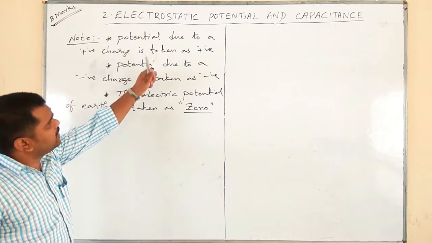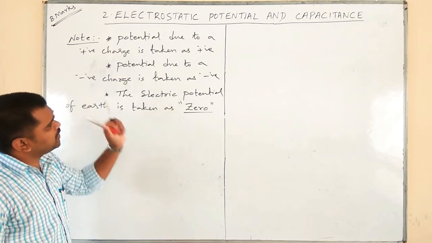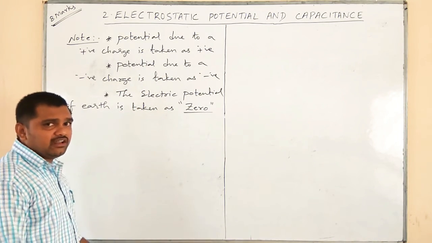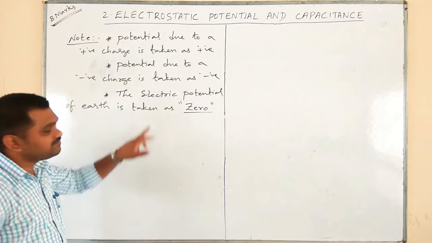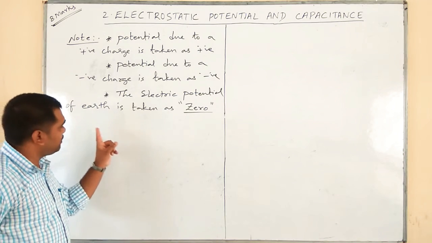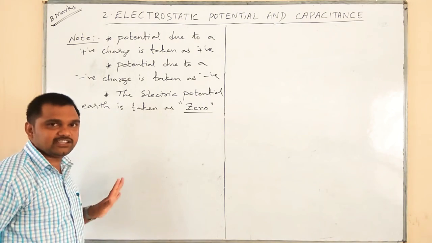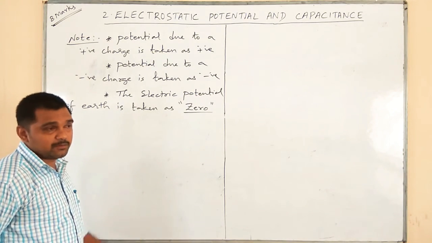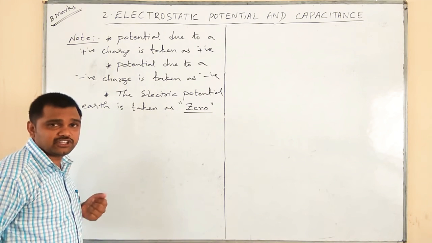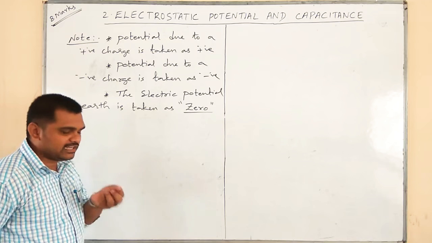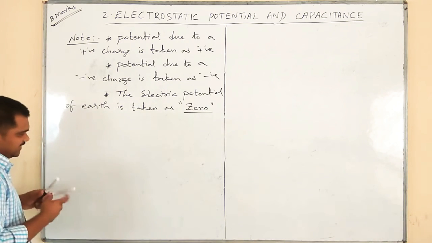Among positive charge, positive potential, negative potential and zero potential, whose magnitude is more? I mean, among plus V, minus V and zero, which is more? Positive potential is more, or negative potential is more, or zero potential is more? I will tell you a small thing to understand this.